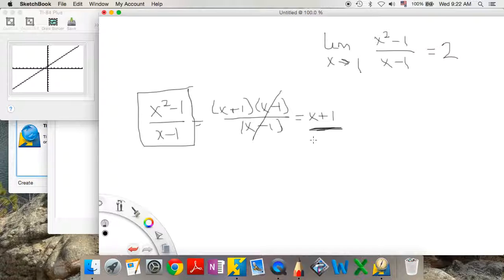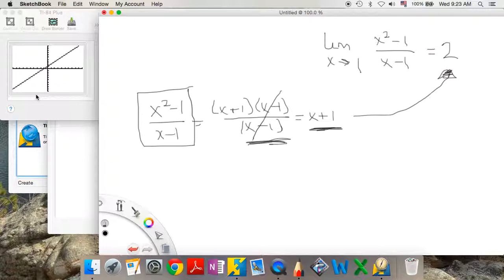So when you have a rational function, the first thing you want to do is see if you can simplify it, because this takes out our hole, and now we can plug in x equals 1. We plug in x equals 1, and we get 2. So this is how you would solve it algebraically. And on the graph, you just use the table.